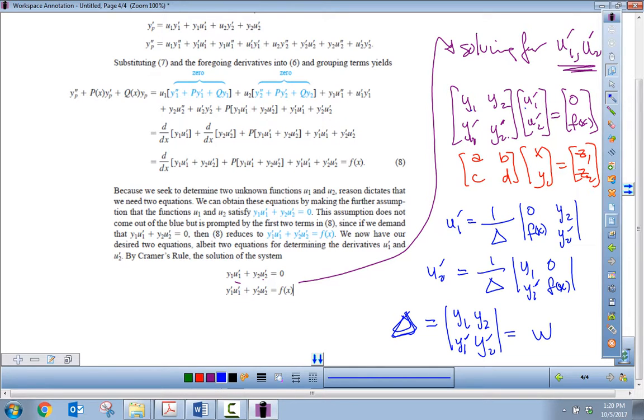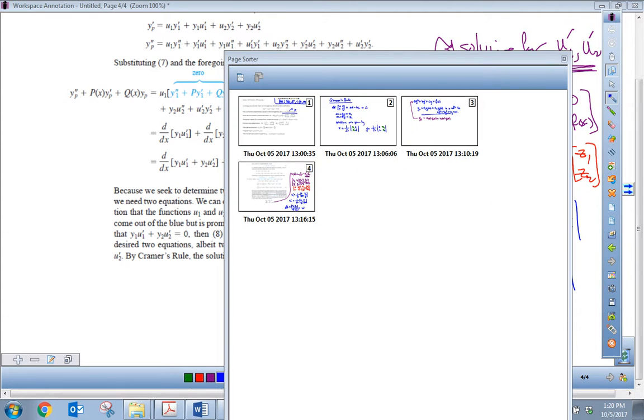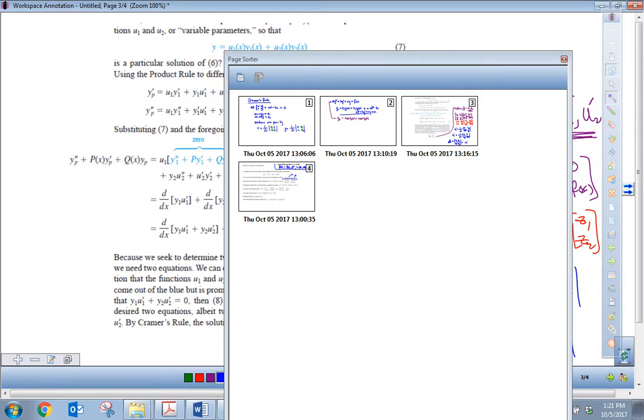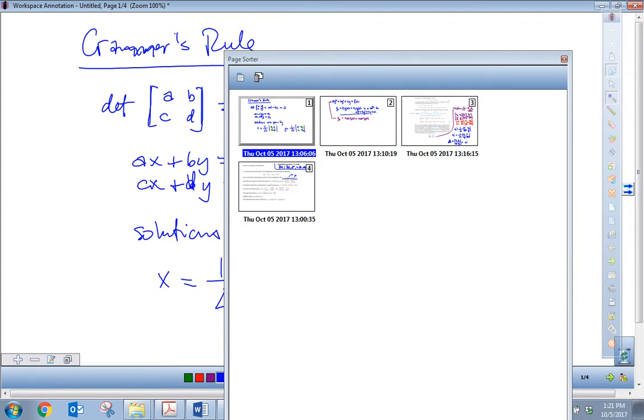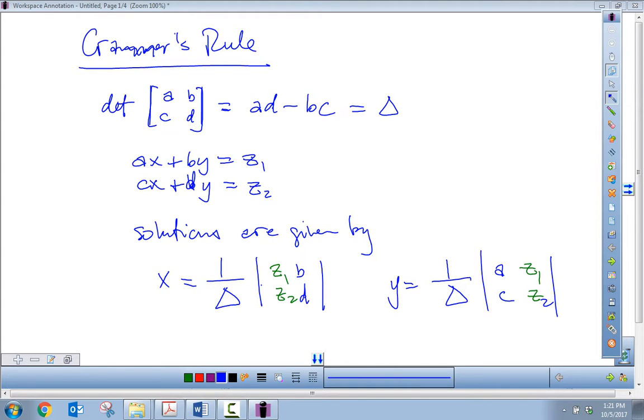Guess I should switch the order of the notes, huh? What order? I don't know. I'll put our first page last right now, so we can pretend that we started off talking about Kramer's Rule.